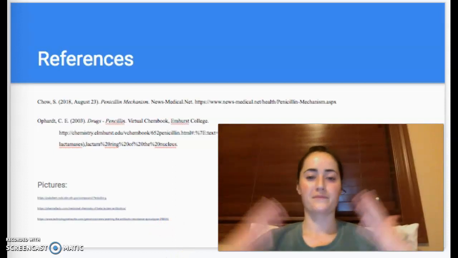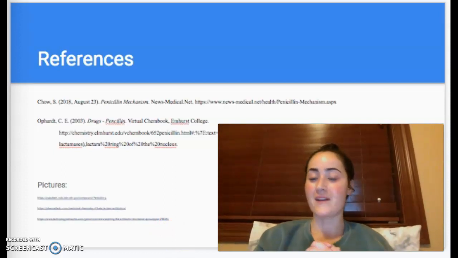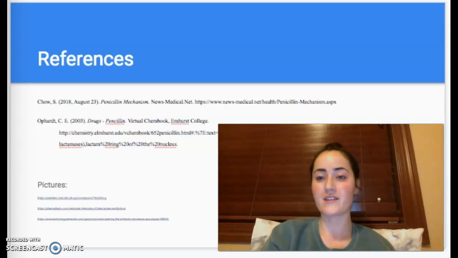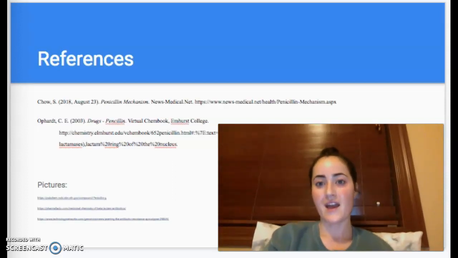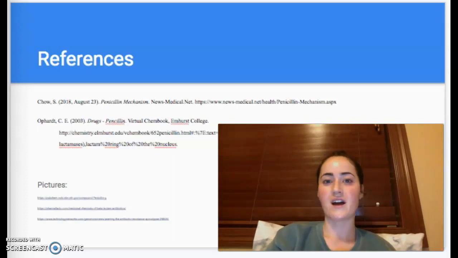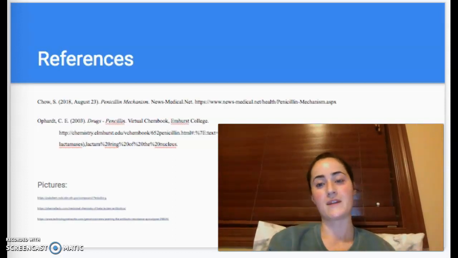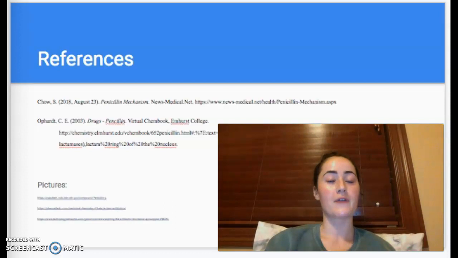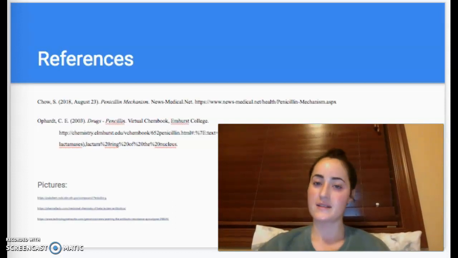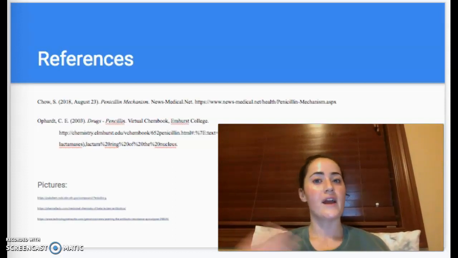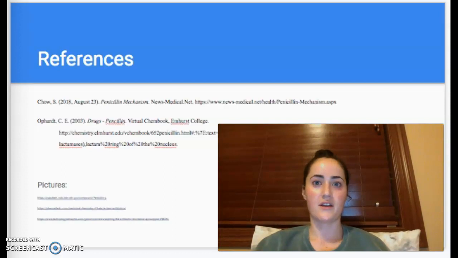So, in summary, penicillin is one of the earliest forms of an antibiotic, and it operates by resembling the substrate of a transpeptidase enzyme, which is used in the synthesis of the bacterial cell wall. It's going to irreversibly bind to that enzyme, and as a result inhibit the synthesis of the bacterial cell wall and lead to the bacteria dying.